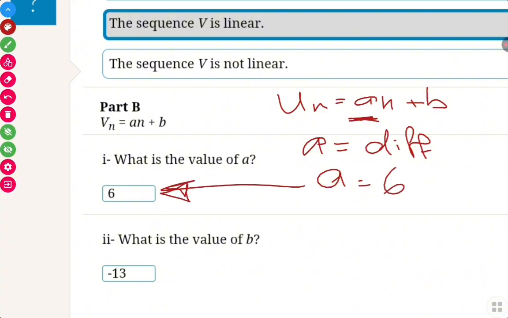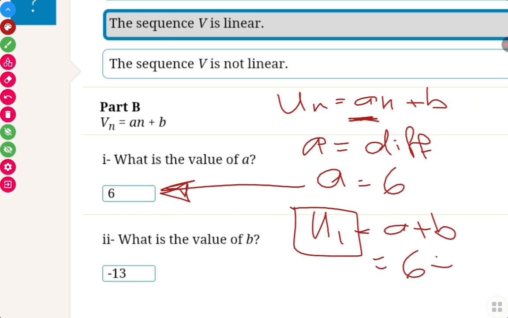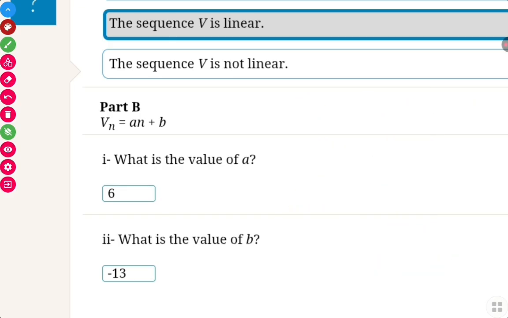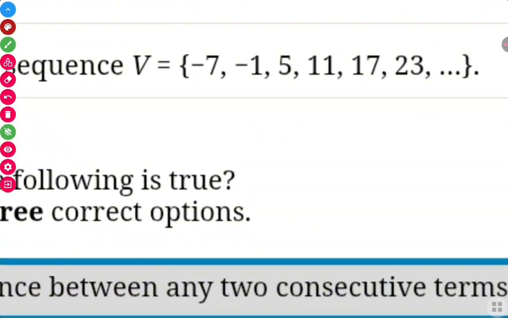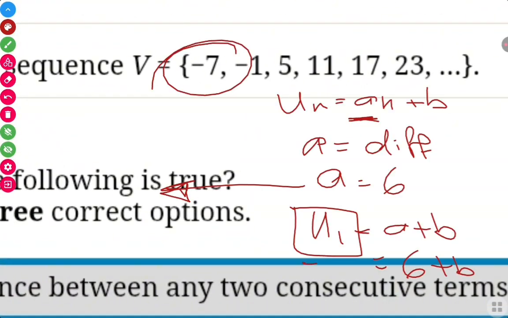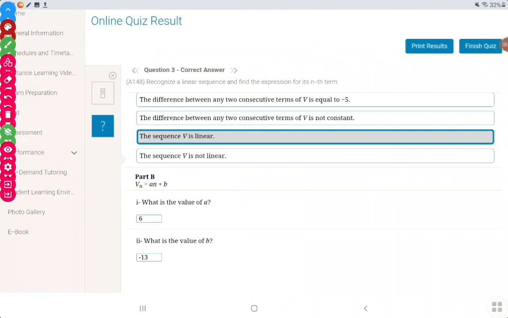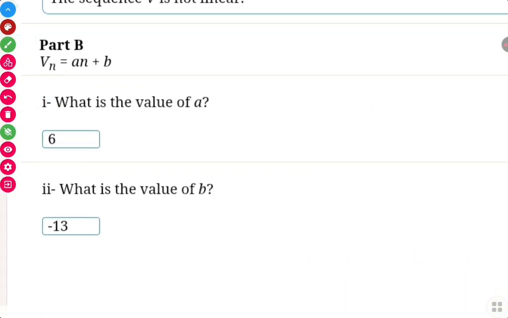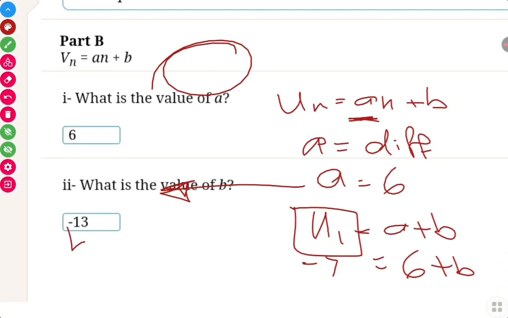Okay, and to find b, you do u1 equals a plus b. u1 is just the first term in the sequence, a is 6, and b is what we're trying to find. The first term in the sequence was negative 7. So we just replace it in. Negative 7 equals 6 plus b, so b is equal to negative 7 minus 6, which is negative 13.